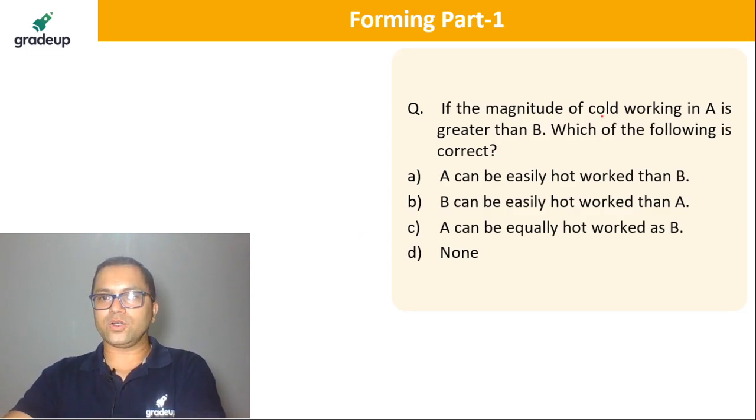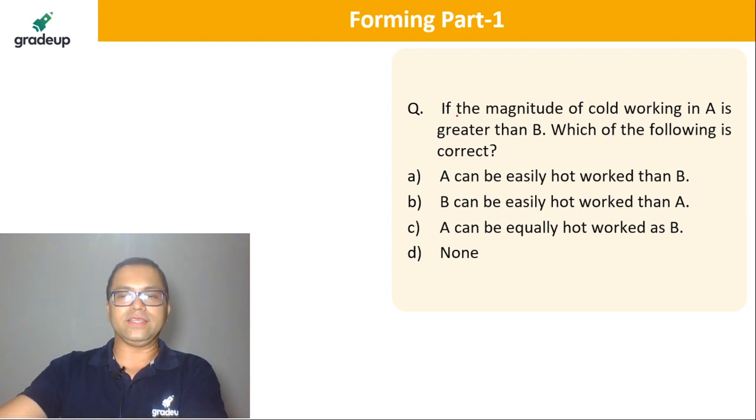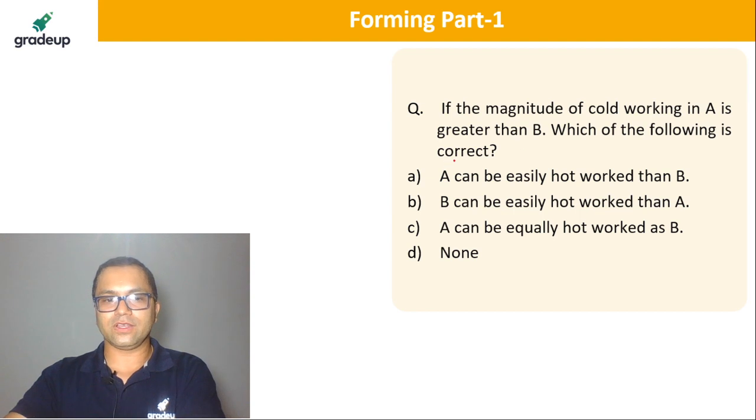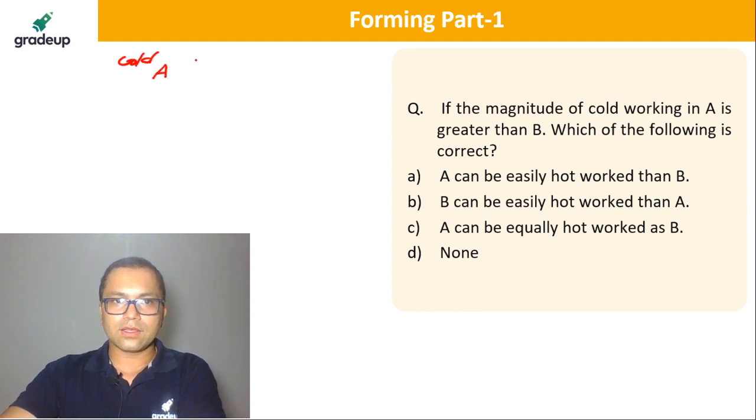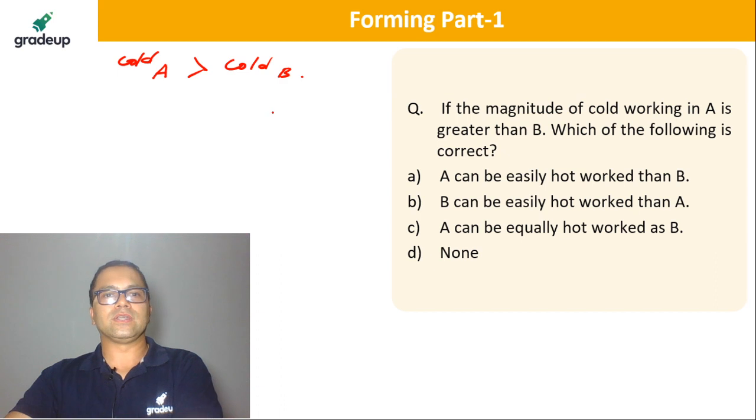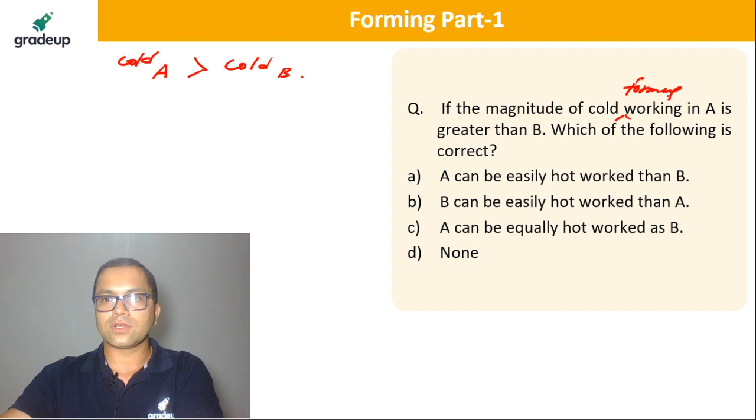Now, if the magnitude of cold working in A is greater than B, which of the following is correct? Cold working is nothing but cold forming, so don't get confused. If the magnitude of cold forming in A is greater than B, then A can be easily hot worked than B, or B can be easily hot worked than A.